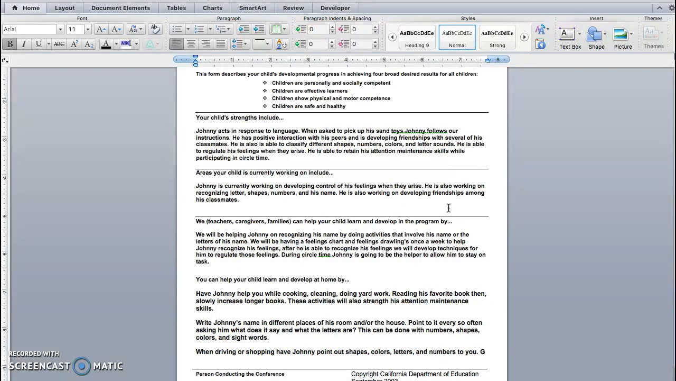Johnny acts in response to language. When asked to pick up his sand toys, Johnny follows all instructions. That makes more sense than he knows how to follow instructions, or he listens very well. The other thing is he has positive interactions with his peers and is developing friendships with several of his classmates. Those are using DRDP words, DRDP logic, DRDP measures.